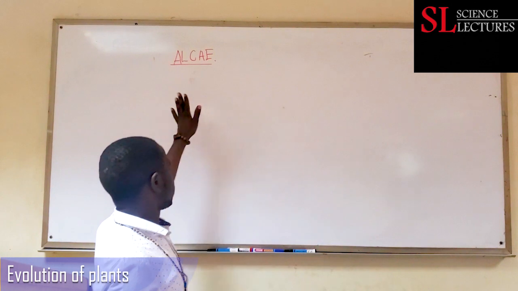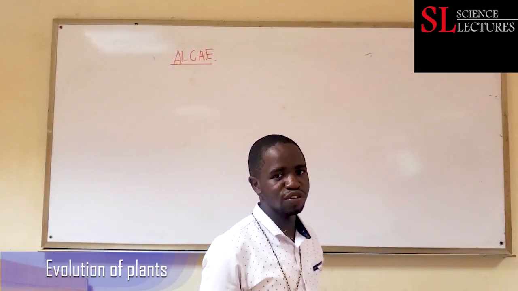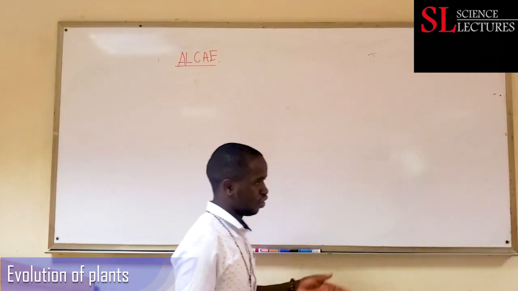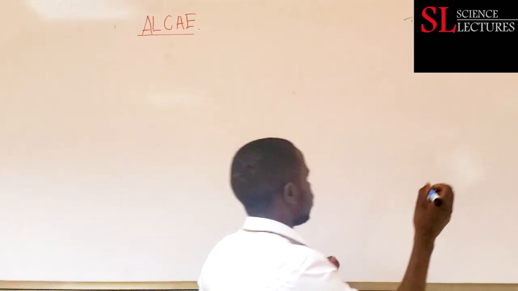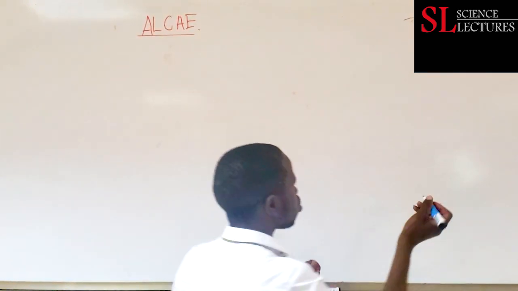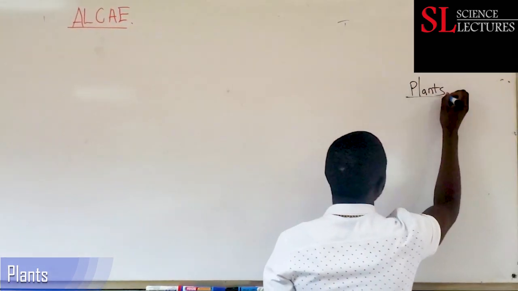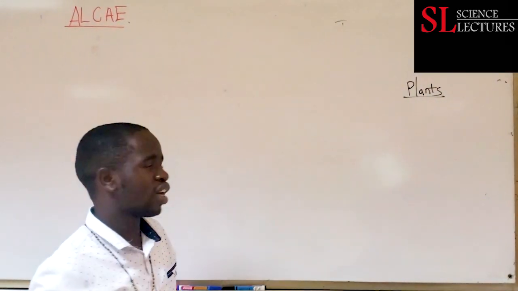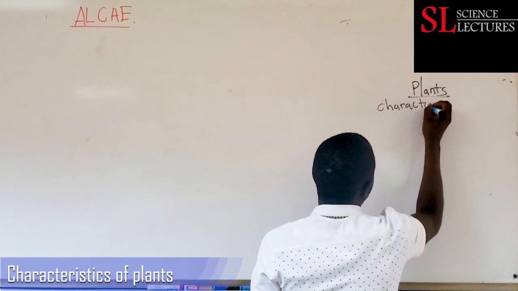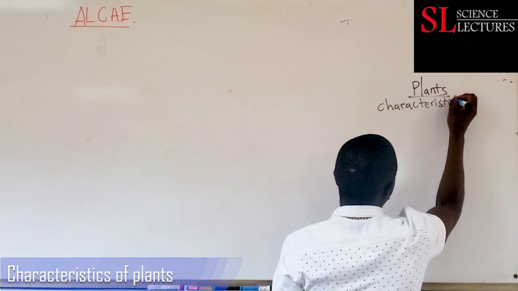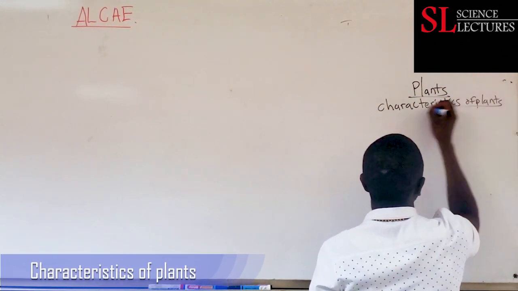Yes, today we are beginning a new series. We are going to look at the form, structure and classification of plants. So before we look at anything else, we're supposed to know what plants are. What do we base on to say that this is a plant? So we are going to look at the characteristics of plants.